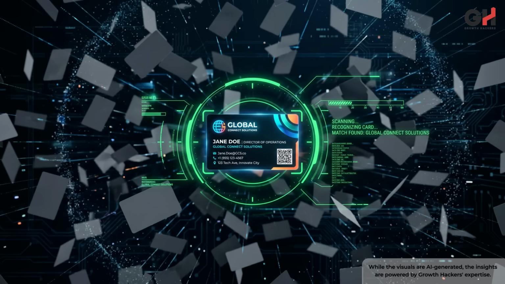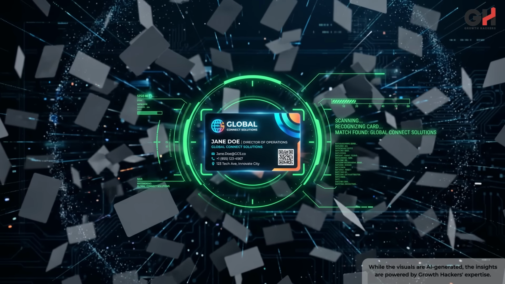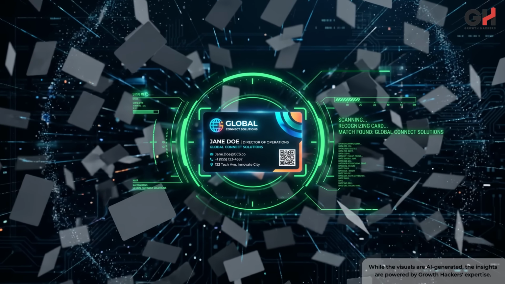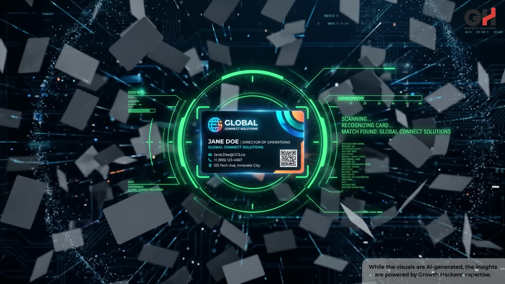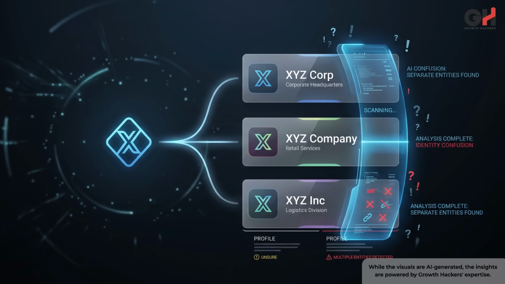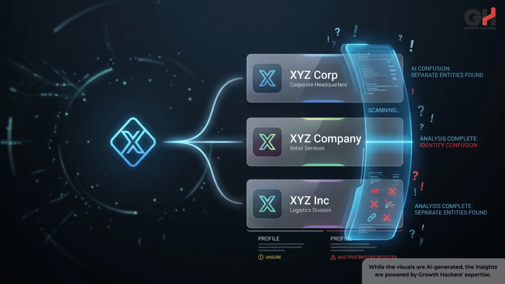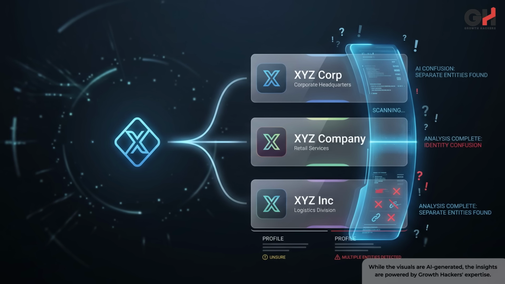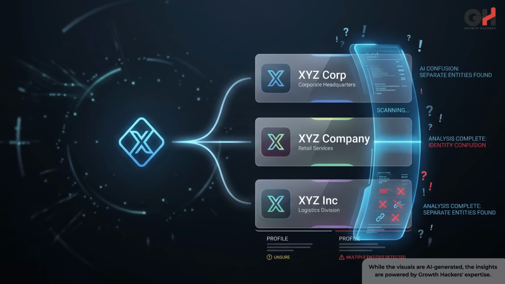And when you do this, AI recognizes your brand as a distinct entity, not generic noise, not a maybe, a clear, defined, recognizable brand. But here's where most brands silently destroy their AI presence without even knowing it. Inconsistent naming confuses AI. Think about it: XYZ Corp versus XYZ Company versus XYZ Inc. Looks like 3 different brands to AI. Not one brand with variations.